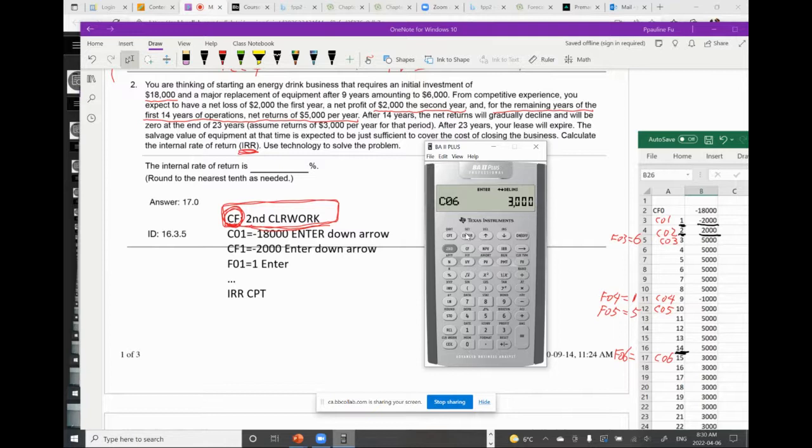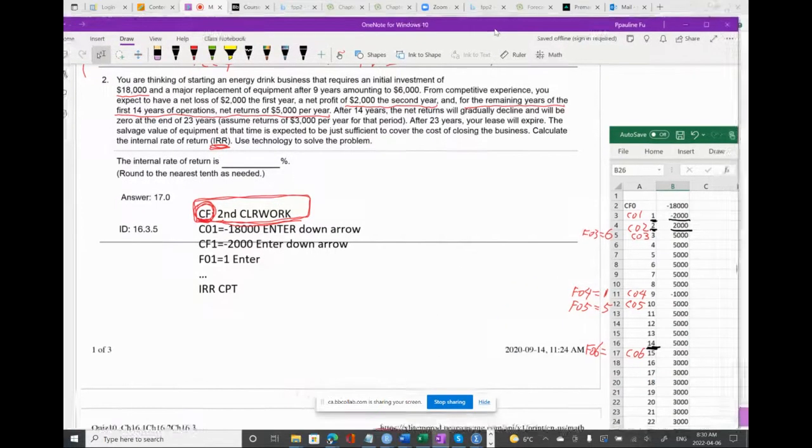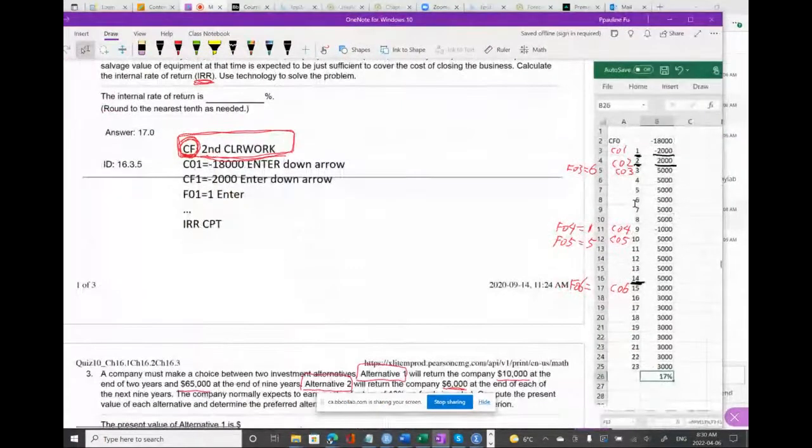3000. Enter. Down arrow key. How many times did 3000 happen? You count: 1, 2, 3, 4, 5, 6, 7, 8, 9. So this happened 9 times. F0 equal to 9.